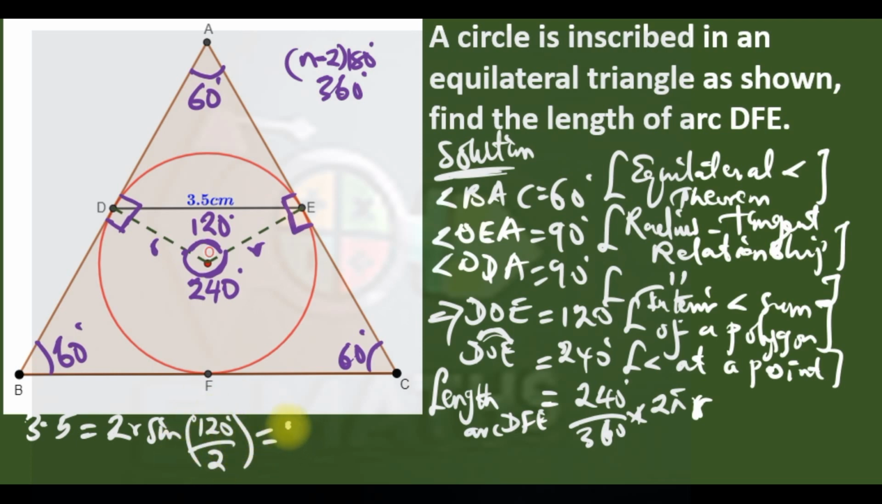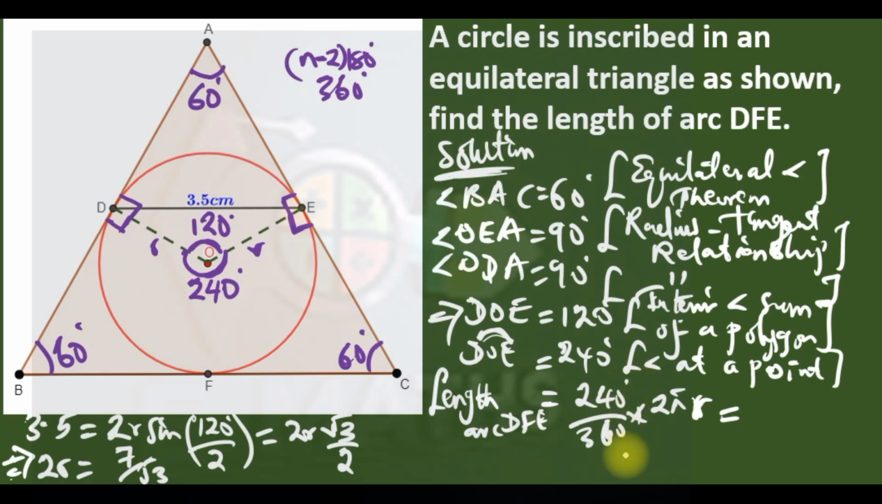So we have 3.5 equals 2R sine 60. Sine 60 is root 3 over 2. So remember, this formula has 2R. So we'll get 2R from here, solving for 2R. Three point five is 7/2. So 7/2, the 2s cancel. So we are left with 7 over root 3. So that's our diameter. 2R is the diameter. So we replace it with that.